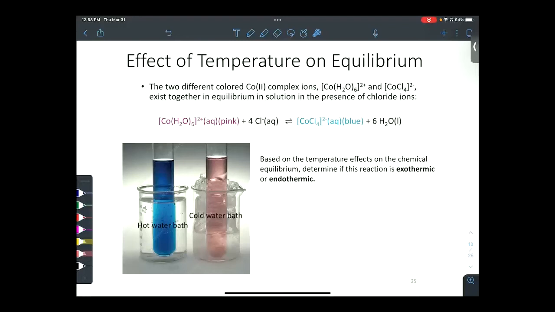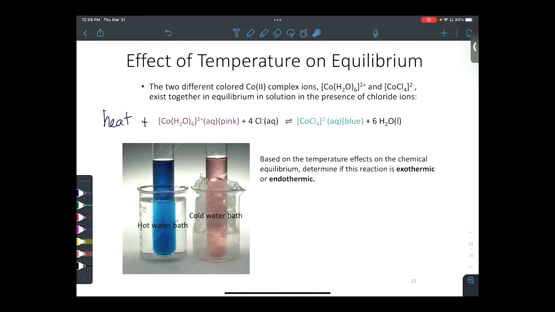So it's endothermic. Let's see if this is consistent with our idea. If we increase the temperature of the vessel, it turns blue. It goes to the product side, right? But if we cool the reaction down, we are actually removing heat. So if we remove heat, the reaction shifts in what direction? To the left, right? To the reactant side, and the reaction vessel turns pink. Is that consistent with what we see? Yes.